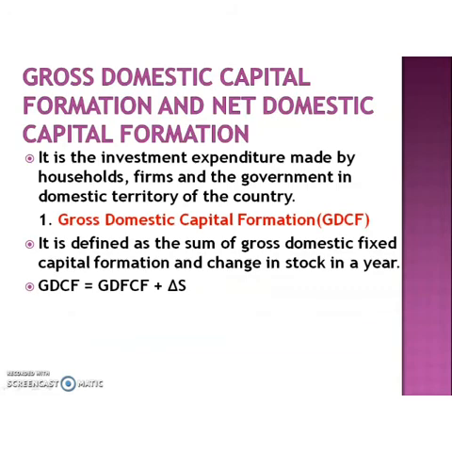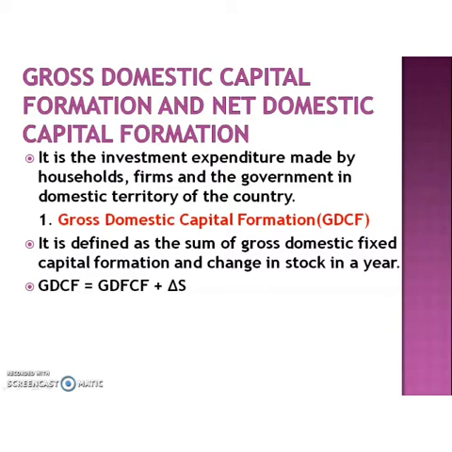Then the next one, gross domestic capital formation and net domestic capital formation. So it is the investment expenditure. Capital formation is otherwise known as investment. So it is the investment expenditure made by households, firms and the government in the domestic territory of the country. We have already studied that investment or capital formation can be further divided into fixed investment and change in inventories. Therefore, there are two components. There are two divisions of gross domestic capital formation.